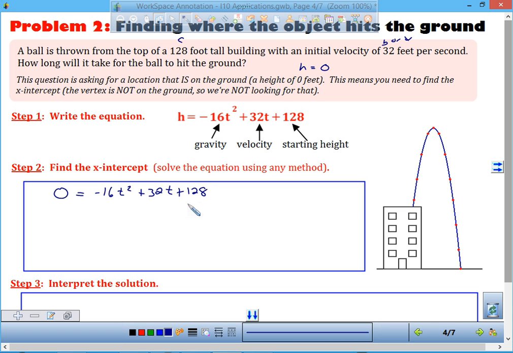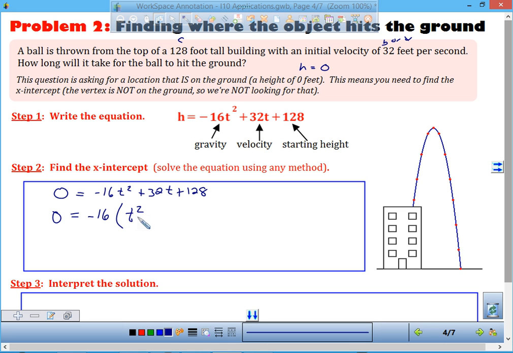Now we're solving to find solutions, and we've done a couple different methods of this. I always check, can I factor? Always check to see if you can factor first. And in this case, we can factor. We can take out a like variable here. I'm going to find a GCF. The GCF here is negative 16. So I'm going to take negative 16 out.